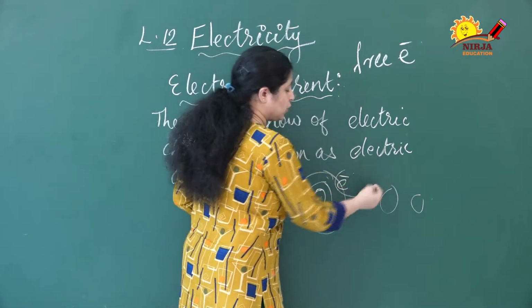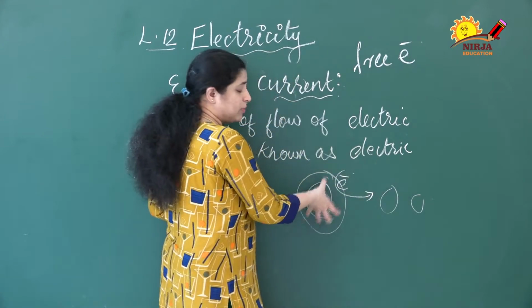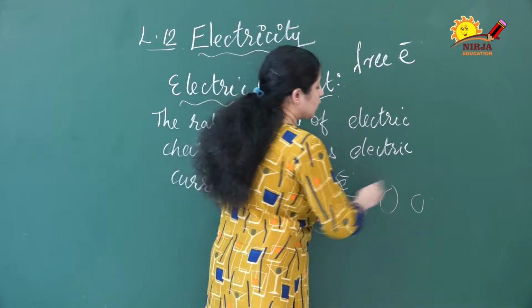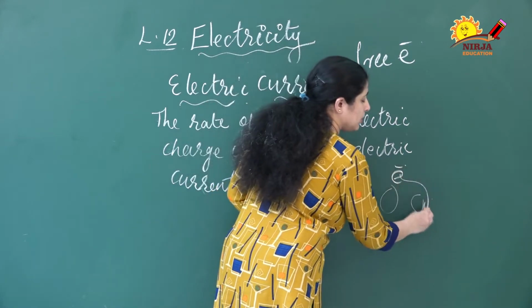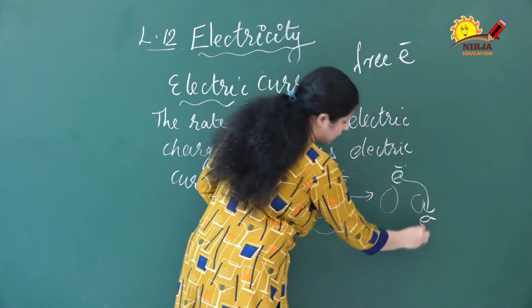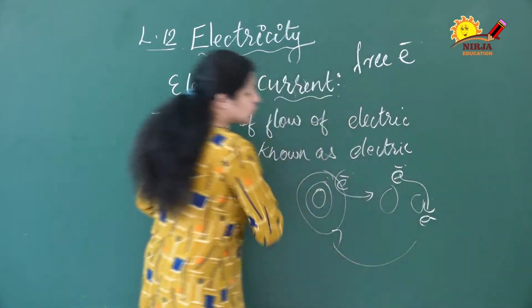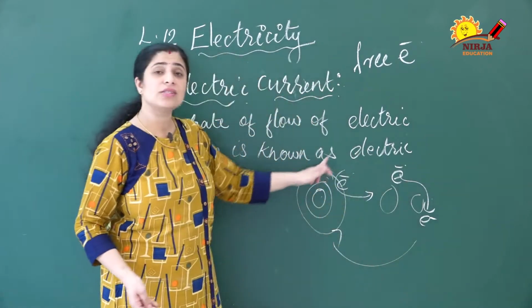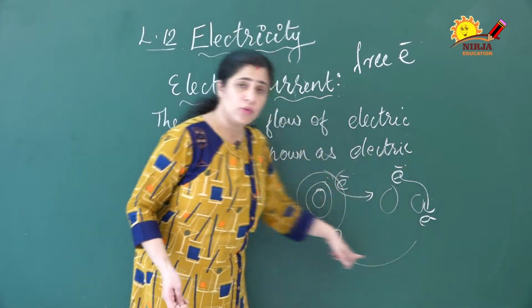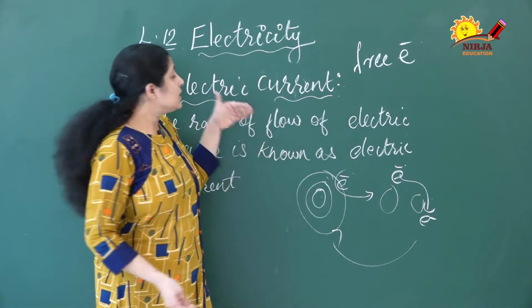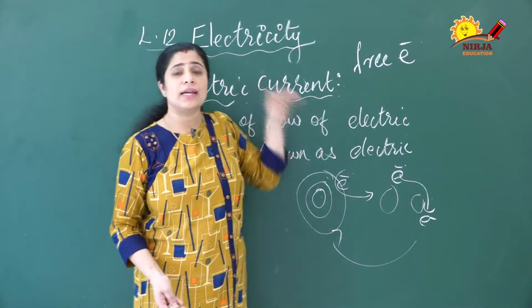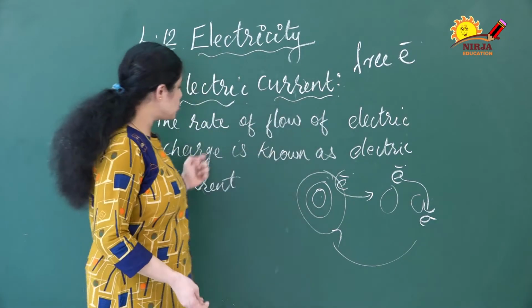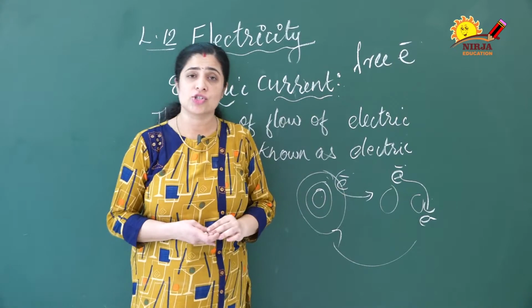Due to this force, these electrons will be removed from the first atom, and again in the next atom the same will happen. Here also electrons will be there, and they will be removed, and here electrons will be there, and they will be removed. Like this it will go on. So you can see the flow of charges here, the electrons are moving. Because of this movement the electric current is produced. By this definition, the flow of electric charge is known as electric current.